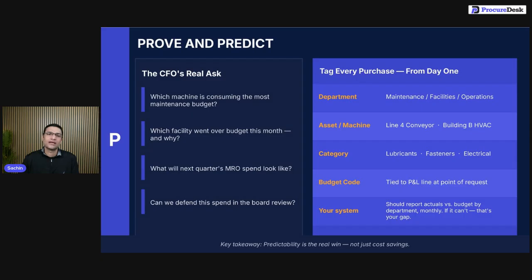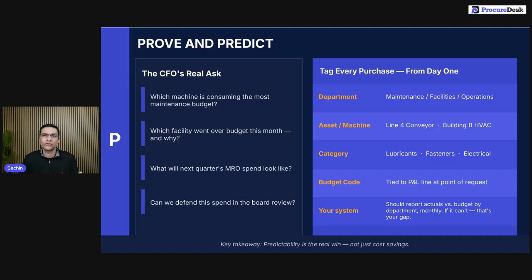And the final step is the prove and predict, right? So when you think about overall spend visibility, there are different areas to focus on. Typically, when CFOs are looking at capital allocation decisions to understand where we are going to put capital, a common thing they would ask is which machine is consuming the most maintenance budget. And if you don't tie the expenses or MRO spend to the asset for which the spend is happening, it's very hard to answer those questions.